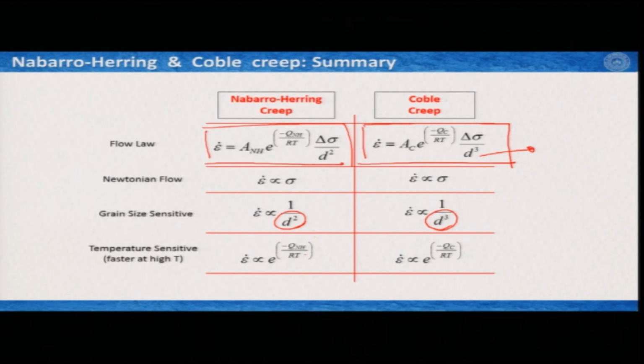Now why is it so? Clearly, Nabarro-Herring creep is less grain size sensitive than Coble creep. So you know that in Coble creep it has to move along the grain boundaries. So the shorter the grain size, the faster is the process. But if it is happening within the grains, then it has to pass through the grain, so it is not that grain size sensitive compared to Coble creep. Therefore in the equation it is squared and cubed, and as we have learned, both of them are temperature sensitive, and generally it happens at very high temperature.